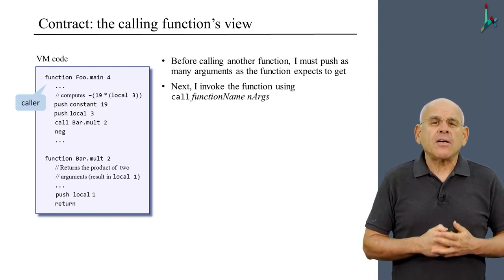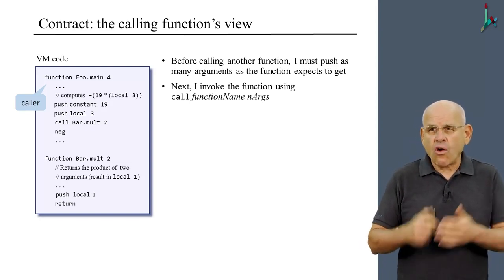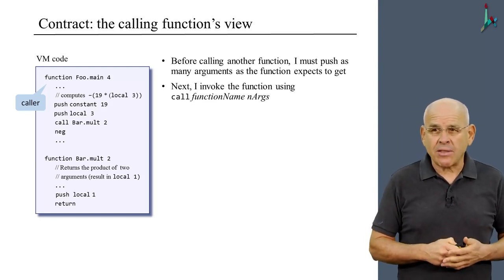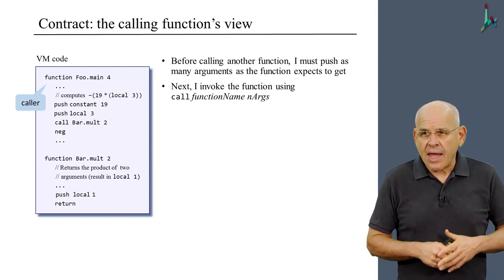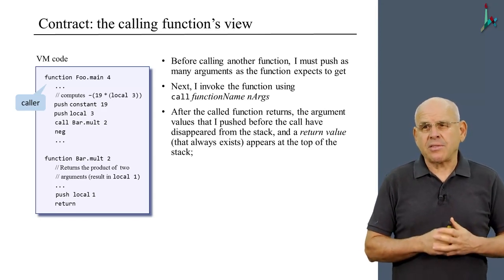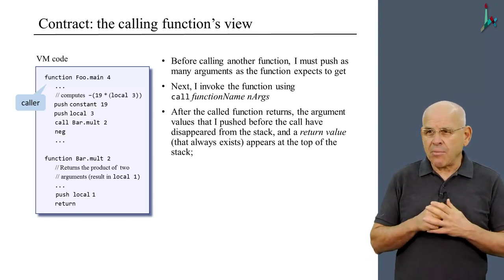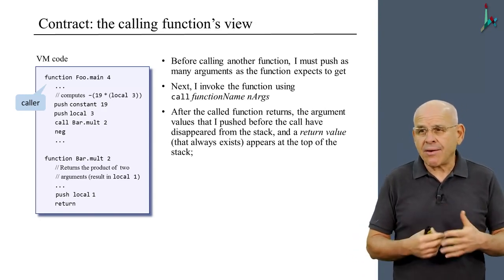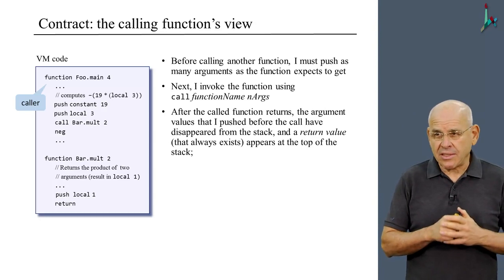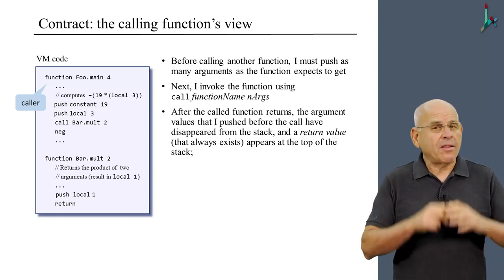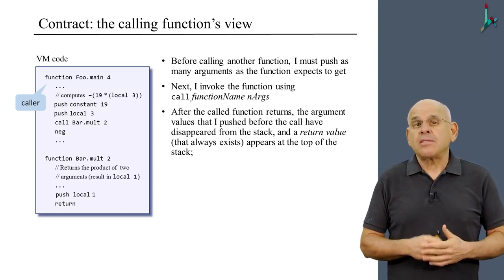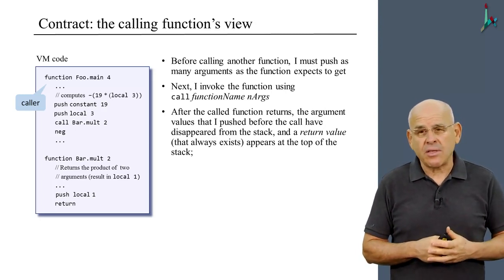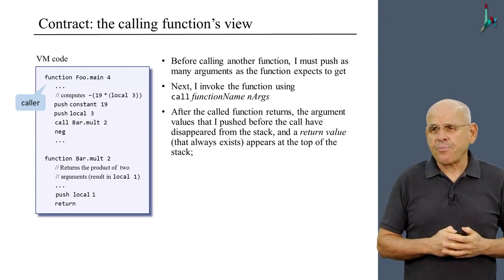Next, I invoke the function by saying call function name nargs, where nargs is the number of arguments that I pushed before. After the called function returns, the argument values that I pushed before the call are going to be replaced with the return value that always exists. So I know that when the function returns, something new is going to be at the top of my stack, and this something new is the return value.